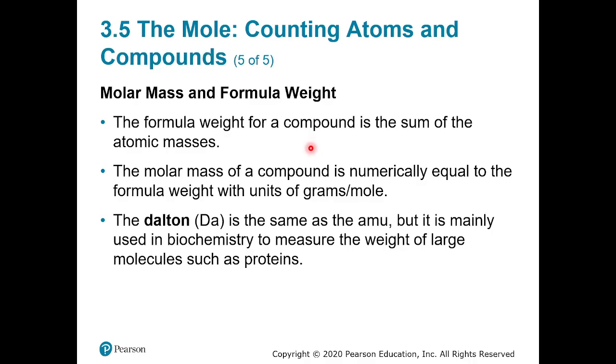Okay. And so molar mass and formula weight. The formula weight for a compound is going to be the sum of the atomic masses. The molar mass of a compound is going to be numerically equal to the formula weight. The only difference here is the units. It'll have grams per mole, right? Because it's the number of grams for 1 mole of something.